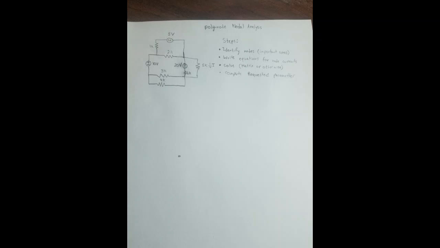So the steps that we're going to follow is identify the nodes. Now just the important nodes that have 3 or more connections, and write the equation for each node current and solve using matrix or whatever you want, and then compute the requested parameters. So in this problem we want to find out the current through the 5K resistor. I've written that as I, going from up to down.